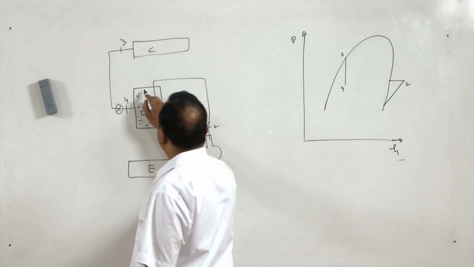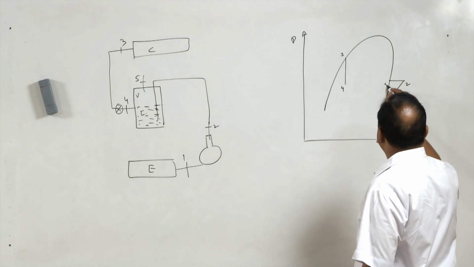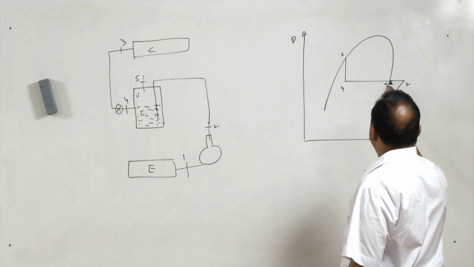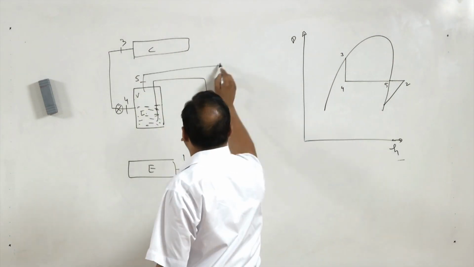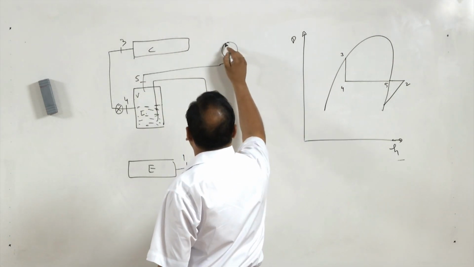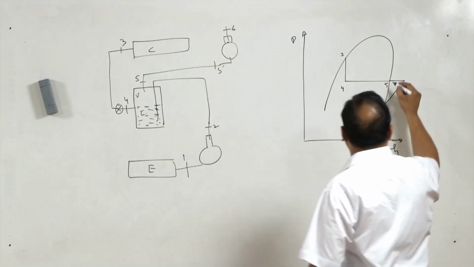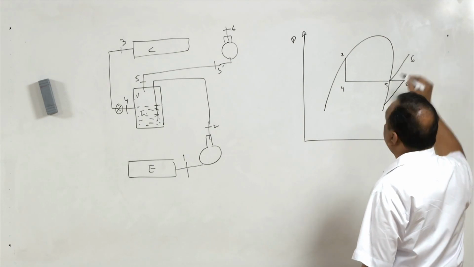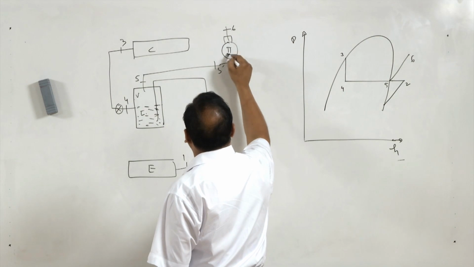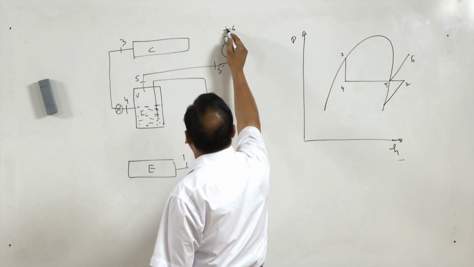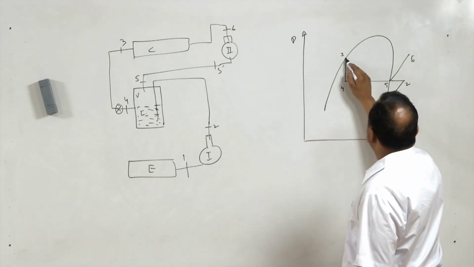Now this is 5. So we are getting 5 here, and from 5 it goes to the compressor again, and after compression we get 6. From 6, after the second compressor, this is the first compressor, in the second compressor it goes to the condenser and condensation takes place.